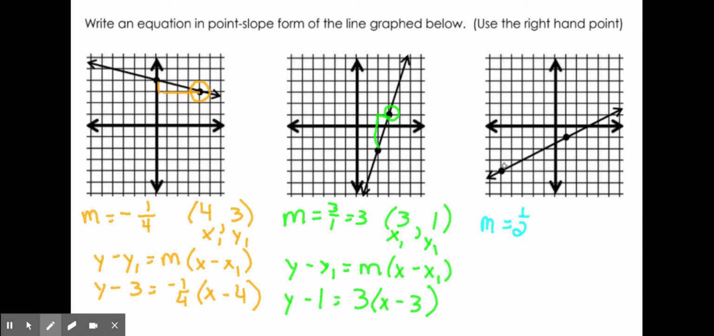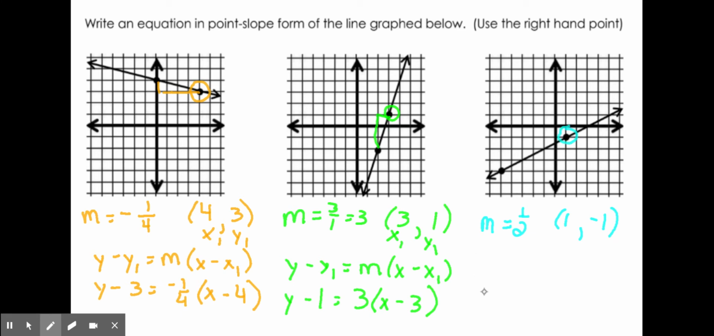Did you get positive 1/2? If you use the slope triangle that they give you, it was 3/6, right? So that would simplify to 1/2. You could also use 2 points closer together and get 1/2. All right, using the right-hand point, tell me the coordinates of the point we're going to use. Okay, the coordinates of the right-hand point are 1, -1.